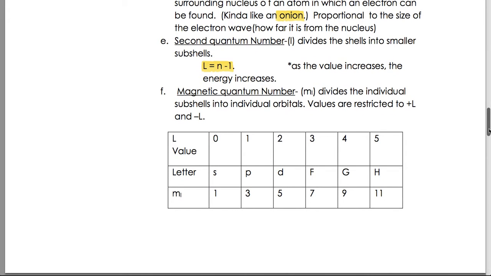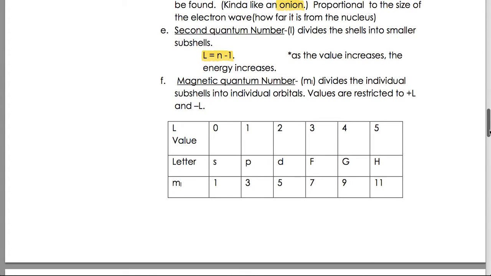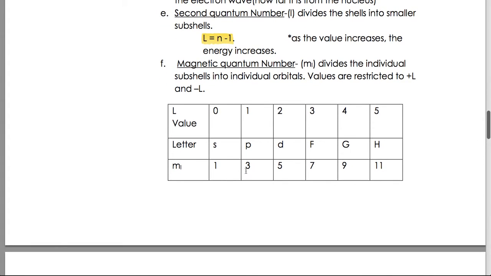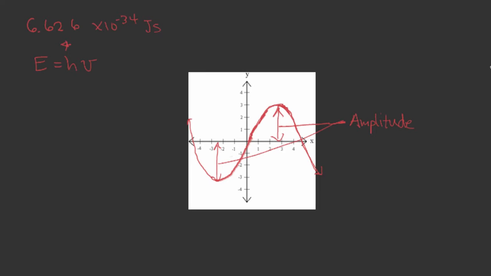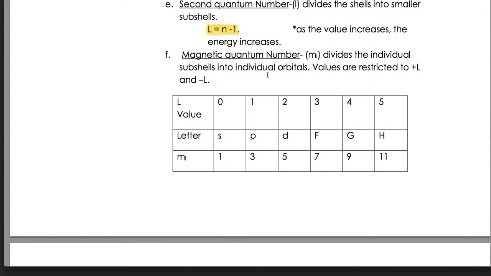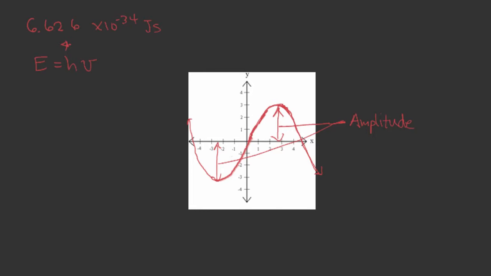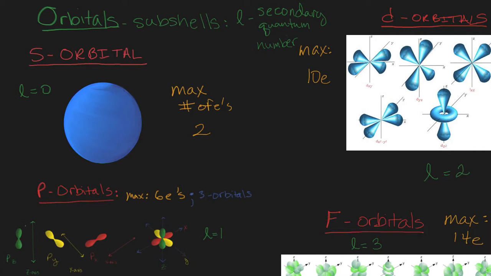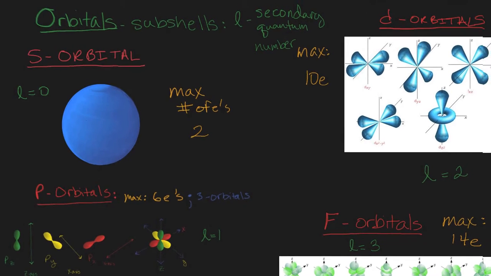m sub l breaks the subshells into individual orbitals, and these basically have to do with the orientations in space. For instance, the p orbitals, there are 3 of them. If we were to look at the p orbitals, let's see if we can find some orbitals here. No orbitals there. Maybe over here. No, there we are. So I already gave you the s orbitals.